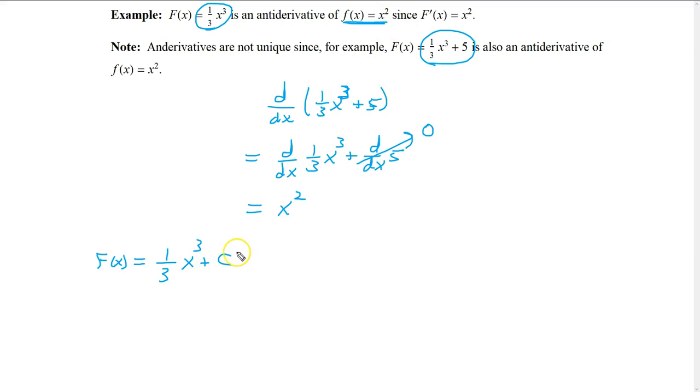Now the question is, are these all of the antiderivatives for x squared? When we write this and realize that c can be any constant, have we captured all the possible antiderivatives for x squared? Well, the answer is yes, and that's what the next theorem states.